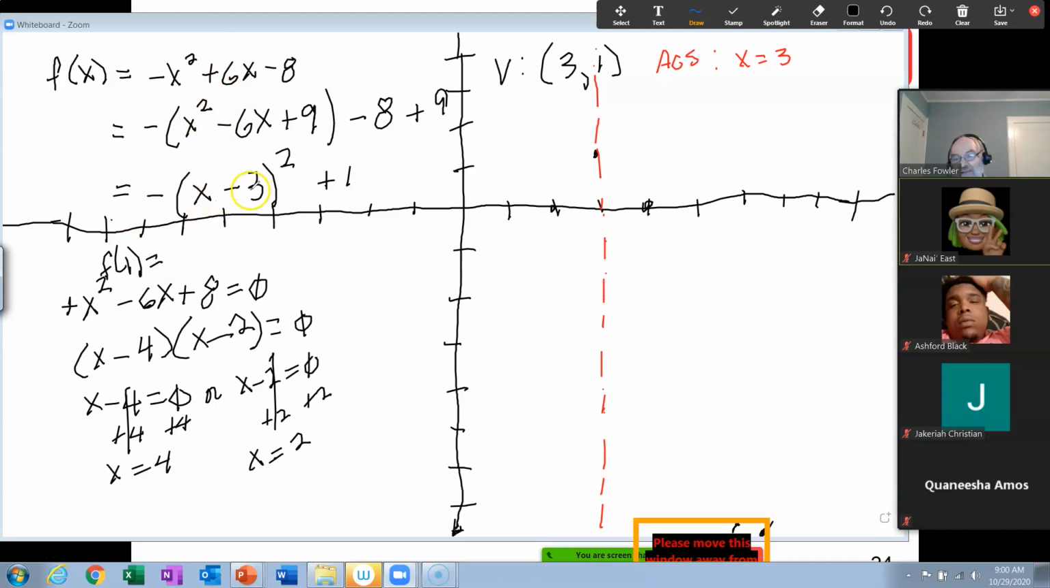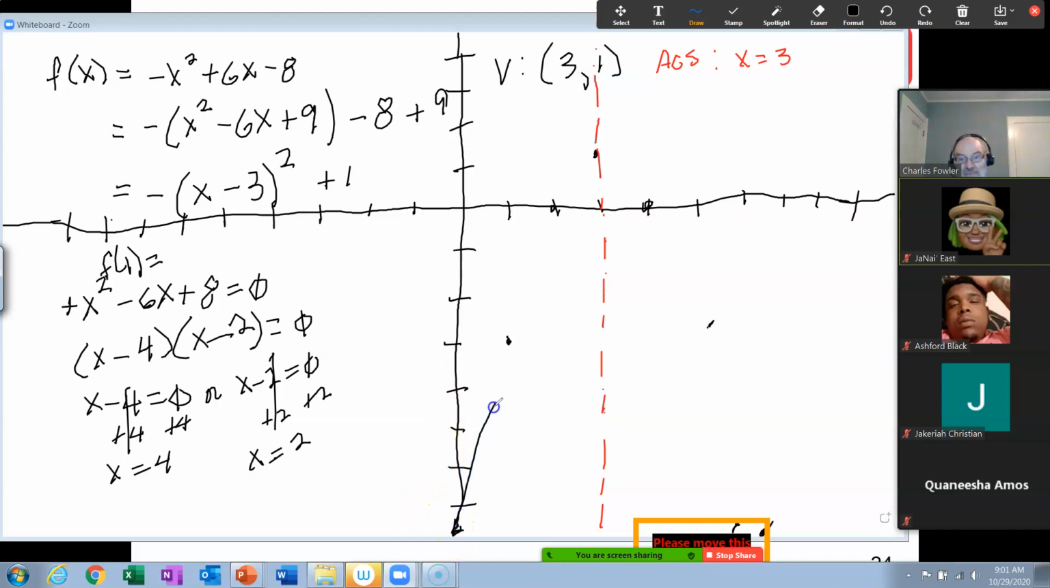1 minus 3 is minus 2, right? Minus 2 squared is positive 4. The negation makes that a minus 4, and then you add 1 to it, and you get a minus 3. So here's where we get 1, minus 3, and then using the axis of symmetry, this is 2 to the left, go 2 to the right, and there we have another point. Now you could go back and plug that in, you'll find the same answer.